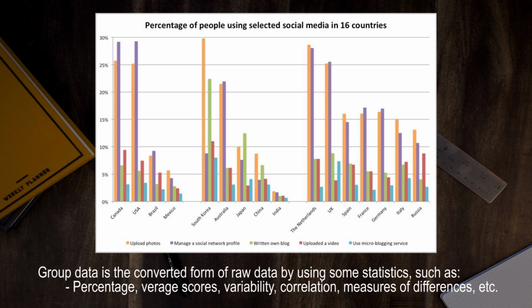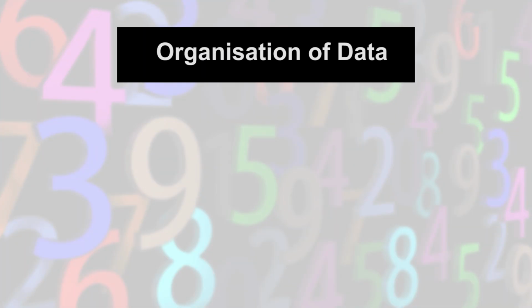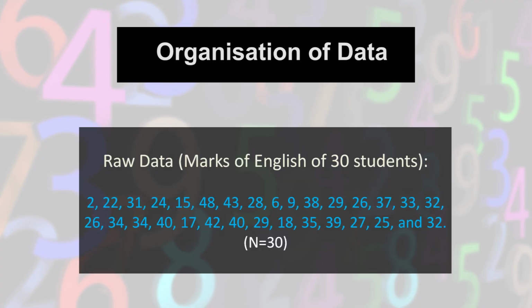Further, after understanding the raw data, the discrete data, the individual data and the group data, now let us understand how to organize raw data to provide certain meaning and to prepare a frequency distribution table. Here you see, as an example, marks of English of 30 students.